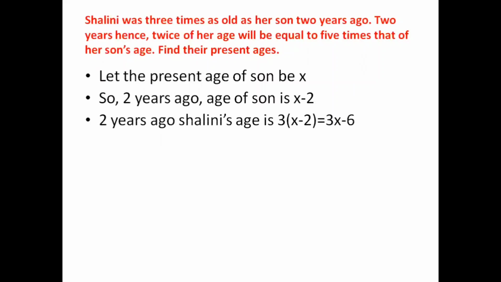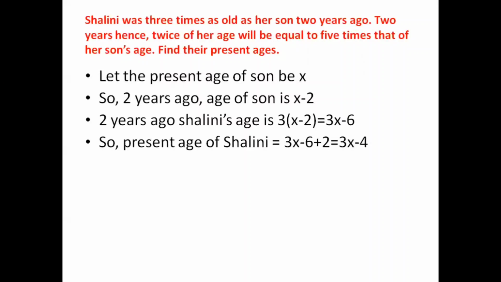And here, 2 years ago, Shalini's age is 3 times x minus 2. Why is it like that? Because in the question it is given, Shalini was 3 times as old as her son 2 years ago. So 2 years ago, son's age is x minus 2, and Shalini's age is 3 times her son's age. So 3 will be multiplied with x minus 2 to show Shalini's age 2 years ago. So 3x minus 6.